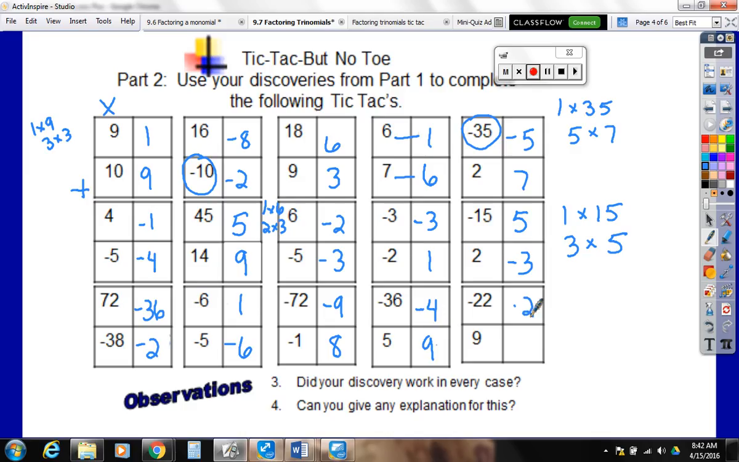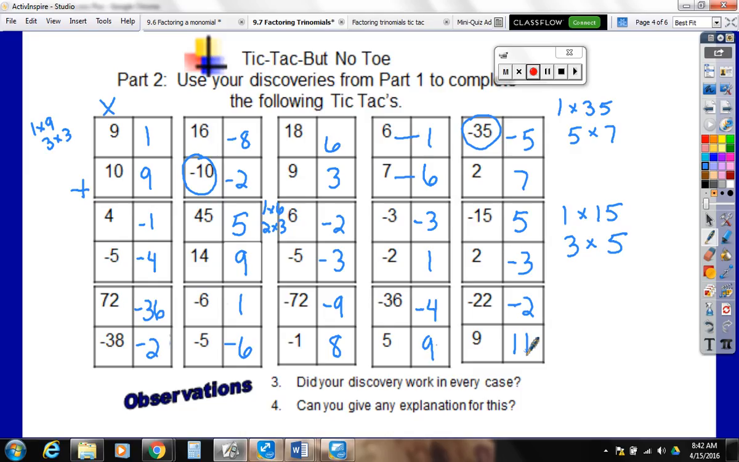Good. Negative 2 and 11. So in every case, well, our question here asks, did your discovery work in every case? We just went through and did them all, so it worked for all of these. And number 4 is kind of like, what do they mean by that question? Can you give any explanation for this?